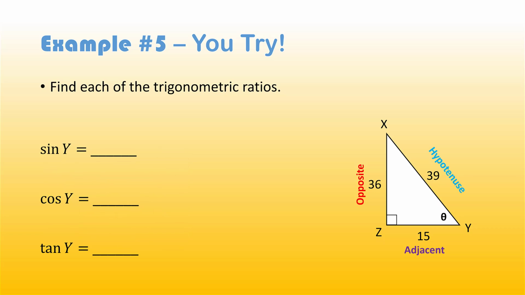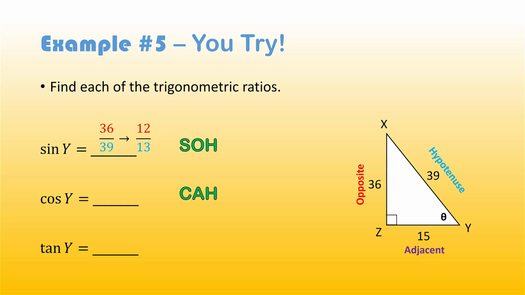Okay, so sine, SOHCAHTOA. Opposite over hypotenuse, 36 over 39. Each of these values is divisible by 3, so we're going to reduce that ratio, 12 over 13. And we move on to cosine of y.